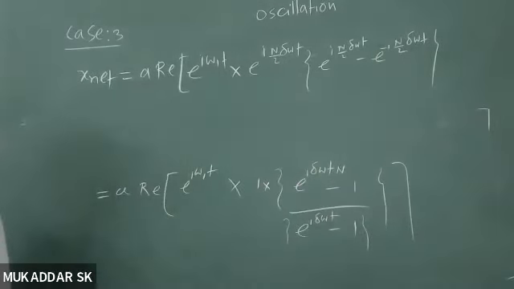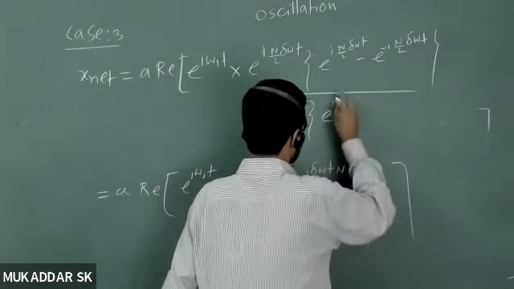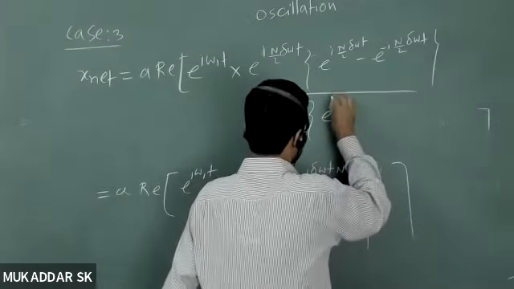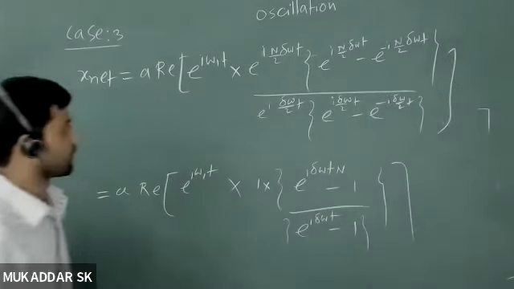Yes, sir. What about the denominator? So if you take exponential i delta omega by 2 into t common, it will become exponential i delta omega by 2 into t minus exponential minus i delta omega by 2 into t. This will become like this.